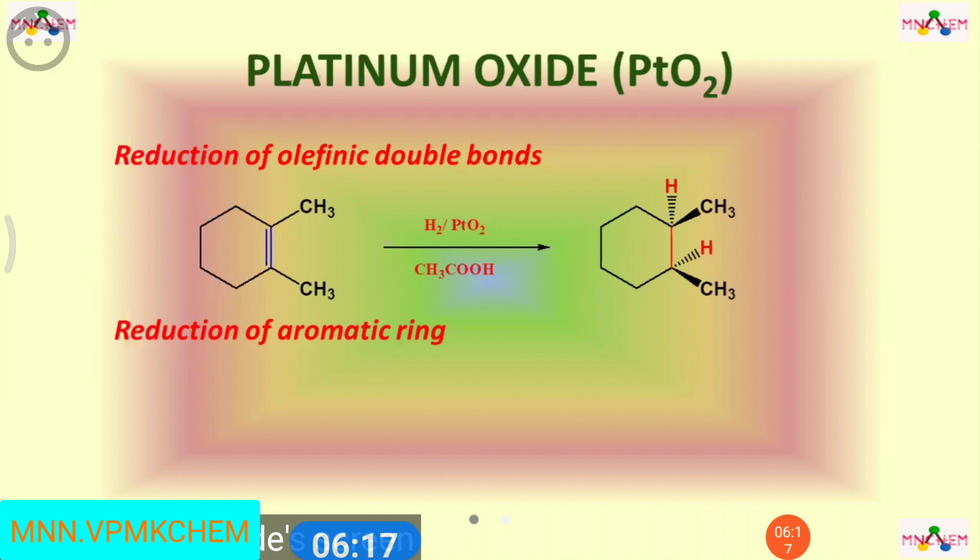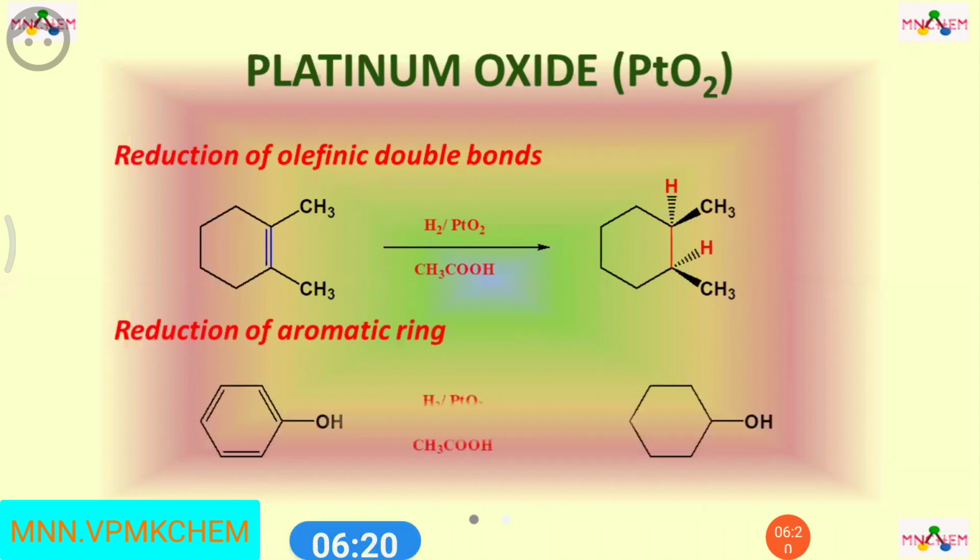Reduction of aromatic ring. An aromatic ring to which electron donating groups are attached, like OH, NH2, OR, can easily be reduced to the corresponding cyclohexane using Adams catalyst. The reaction is carried out in acidic medium, and acetic acid is added to catalyze this reaction or to speed up this conversion. So here, phenol is converted into cyclohexanol.